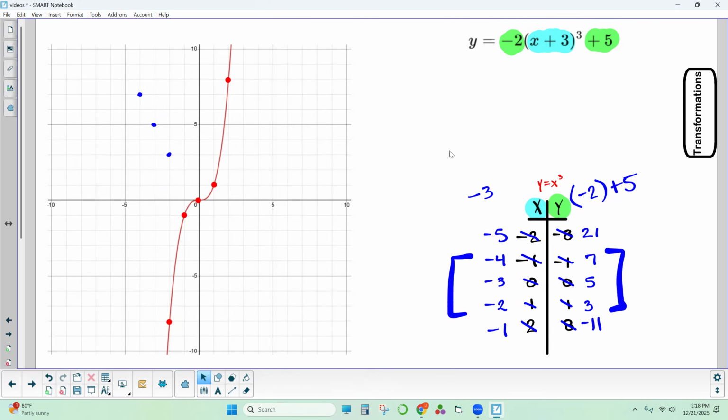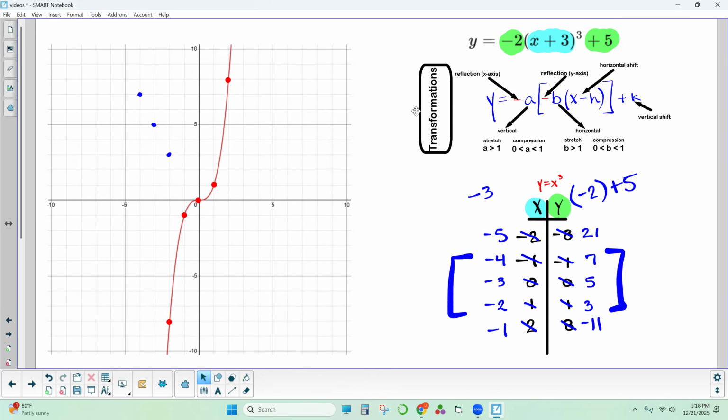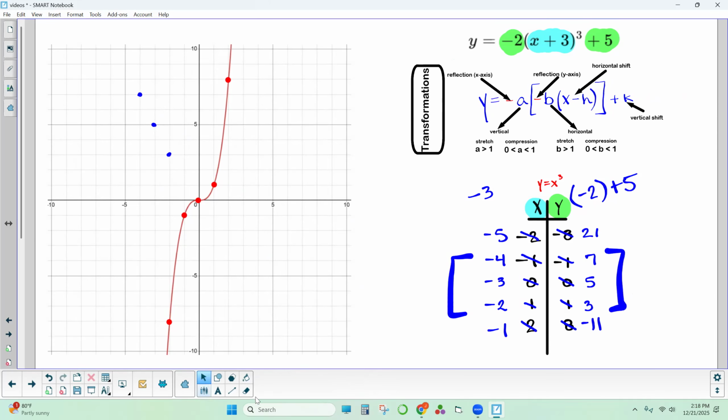Something to keep in mind, I'm going to bring our transformation rules out here. (h, k) is your vertex or your anchor point, where the graph changes directions. In this case, if you look at our transformation up here, (-3, 5), here's (-3, 5) right here. And then the graph, I'm going to do my best to show you the shape here on a sketch pad, but the graph goes like so.